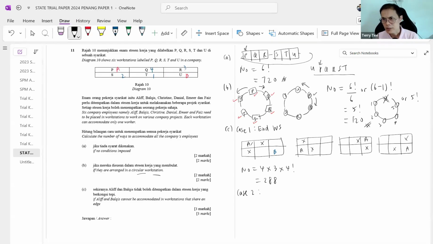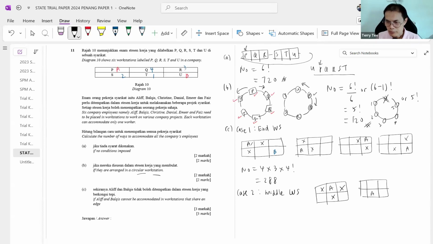Okay, let's consider the second case. Now, the first case I consider end seat, because the end seat you have more possibility to put the rest, right? Now, let's talk about the middle workstation, the middle seat, if you like. Okay, so when you talk about middle seat, right? Let me put Alif here. Where can I put Balkis, or where can I not put Balkis? I cannot put Balkis here, cannot put him here, cannot put him here. So there are 2 possibilities I can put Balkis, the end, right?